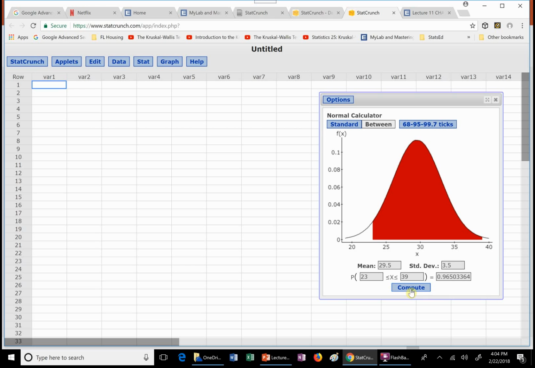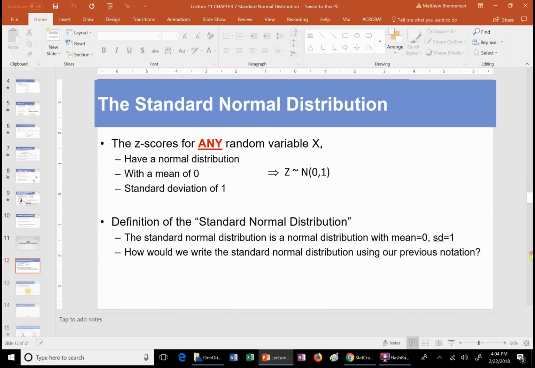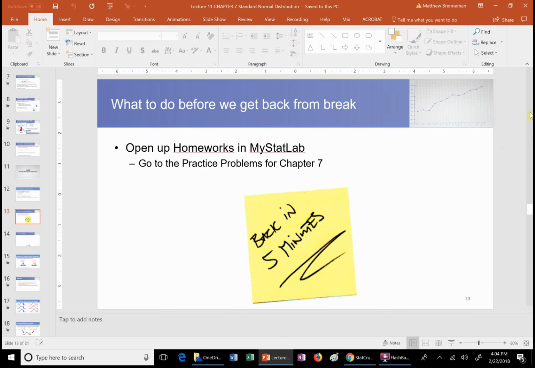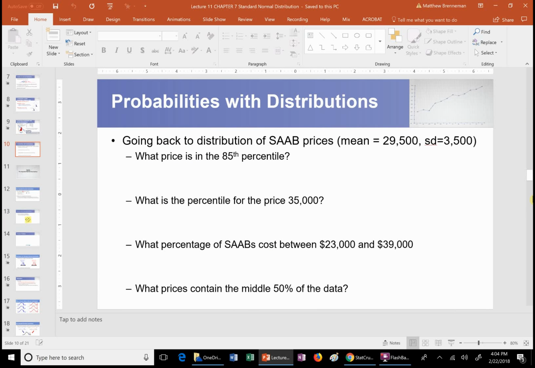All right, so the last question is, what prices are going to give us the middle 50%? Let me go back to the problems here. Here we go. So what prices contain the middle 50% of the data?